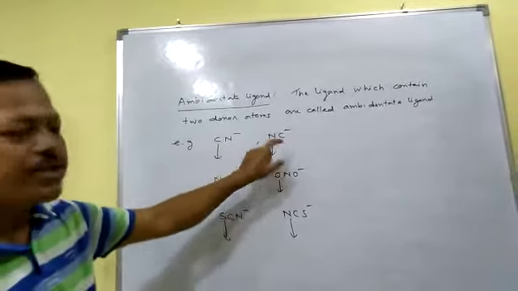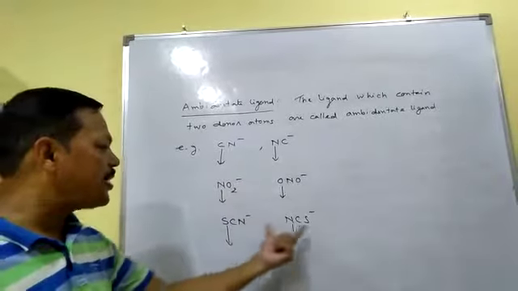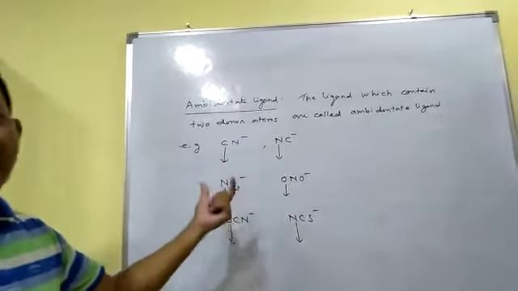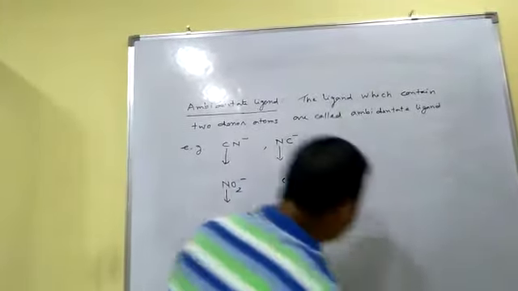So cyanide, isocyanide, ambidentate; nitrite, isonitrite, ambidentate; thiocyanate, isothiocyanate. These are the example of ambidentate ligand. This is very important for exam.